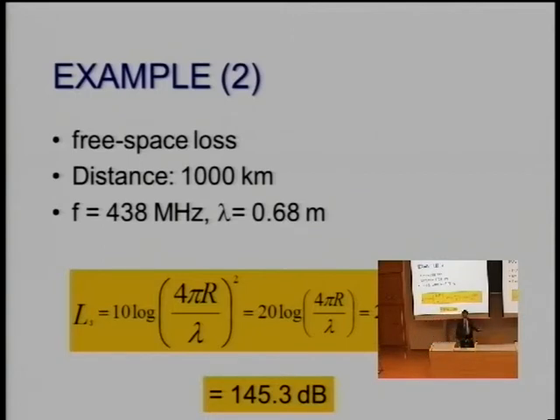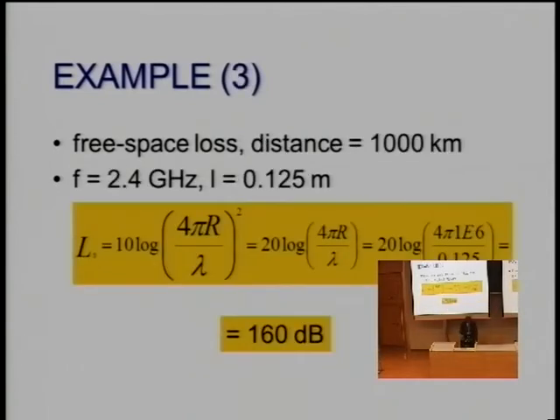If we have a geostationary satellite, then, for instance, if we go to Ku band, 14 gigahertz, that would be 207 dB of free space loss. And if I go to 30 gigahertz with a geostationary satellite, I have 213 dB of free space loss. Next example, let's go to S-band, 2.4 gigahertz, wavelength becomes smaller, 12 centimeters. Same distance, when we insert that, you see we have 160 dB of free space loss.